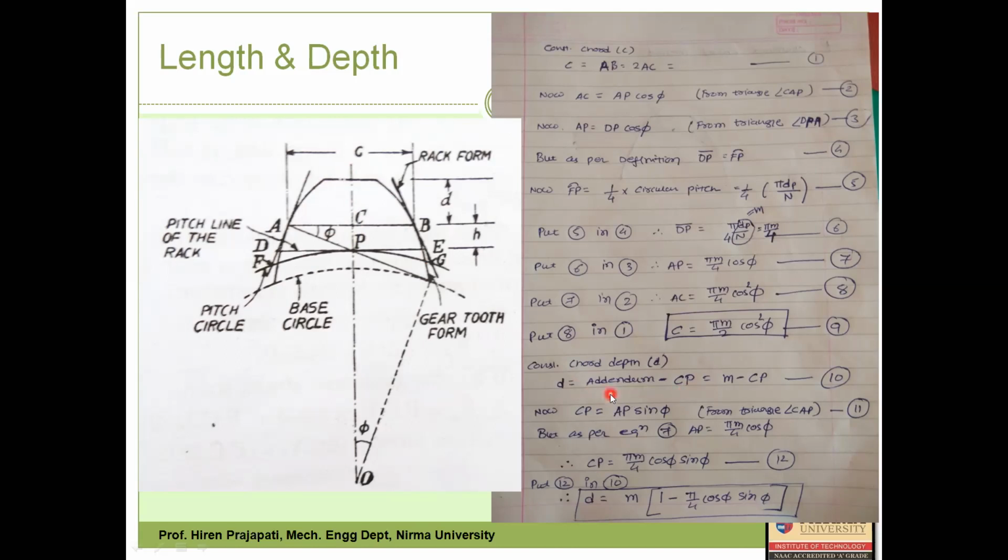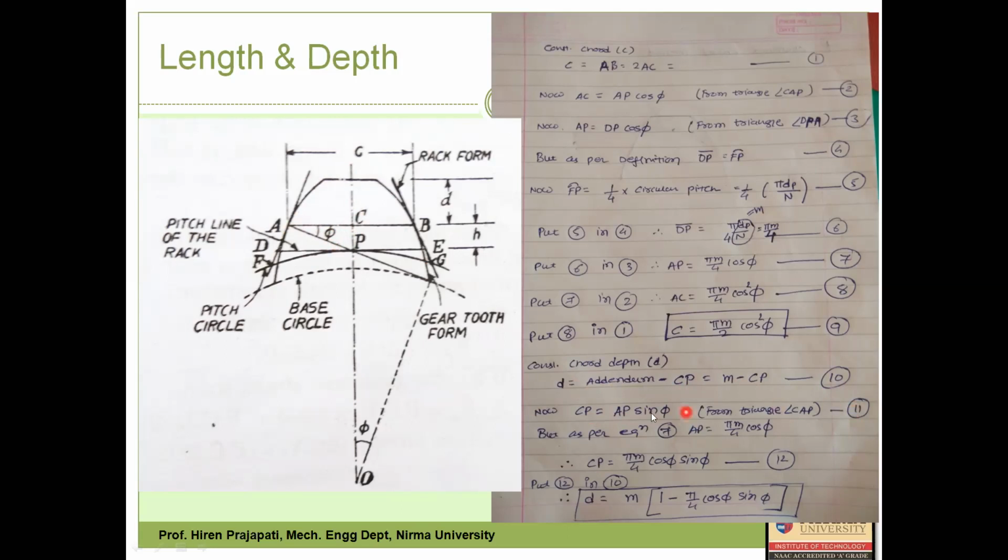But you know the empirical relation, addendum is equal to module. So we are writing here m minus CP as equation number 10. Now let us find out what is the value of CP. Then again we'll use triangle CAP, but now we'll use the sine principle. So sine phi is equal to CP divided by AP. So CP is equal to AP times sine phi.